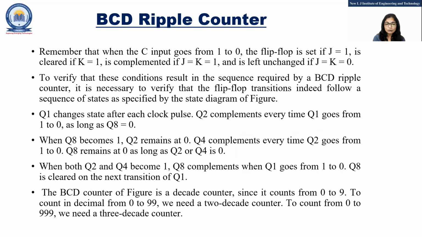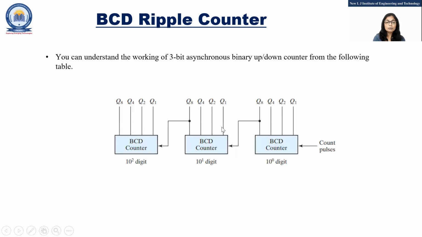Suppose I want to use more decade counters. Then we will use separate BCD counters. Suppose for 10 raised to 0, the first digit in the unit place, I will use one BCD counter. For the second place, the tens place, I will use another counter. Then for the hundreds place, I will use a third counter. I will use 3 different BCD counters for 3 different digits.